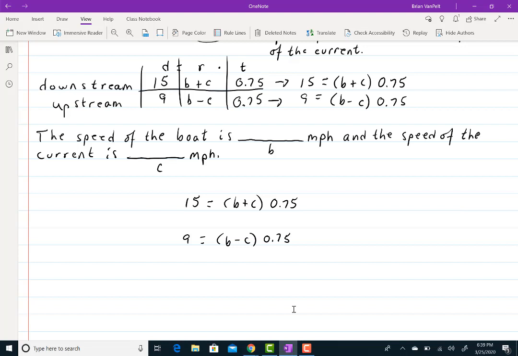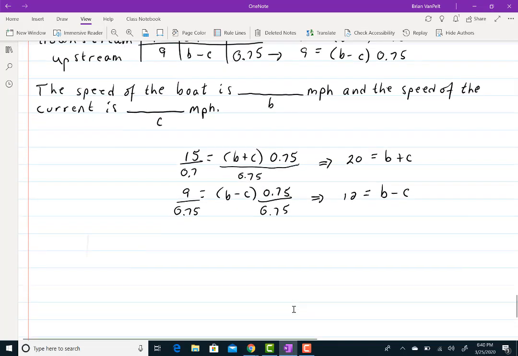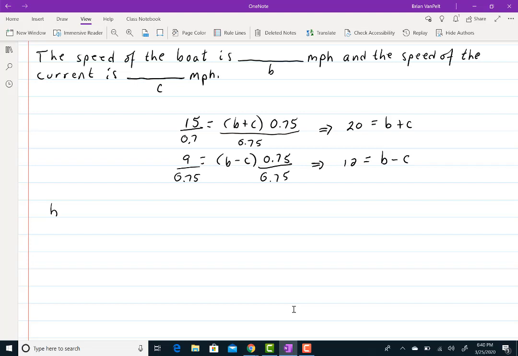This next step may seem unusual, but I think it makes things so much easier. I'm going to divide the first equation by 0.75 and the second equation by 0.75. And that will give us 20 equals B plus C. On the second equation, I'm going to do the same thing. Divide by 0.75, and that second equation then will give us 12 equals B minus C. So those are the two equations that I'm actually going to work with. B plus C equals 20, B minus C equals 12.